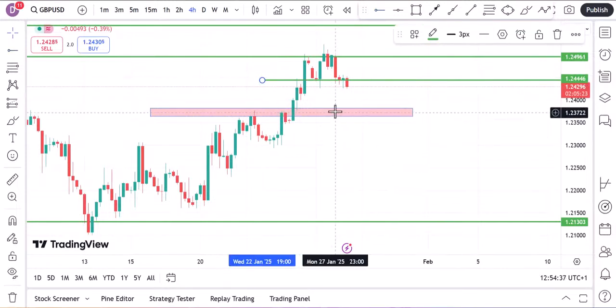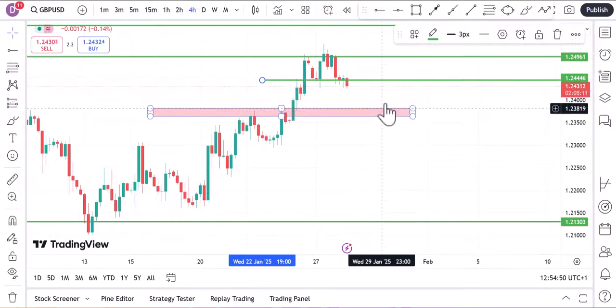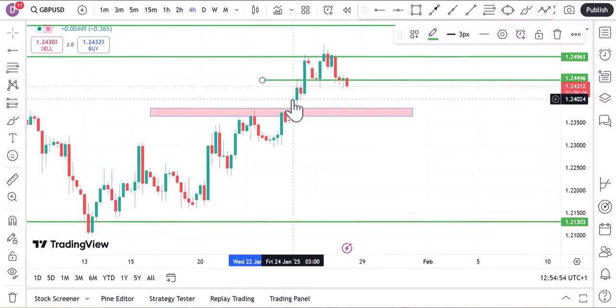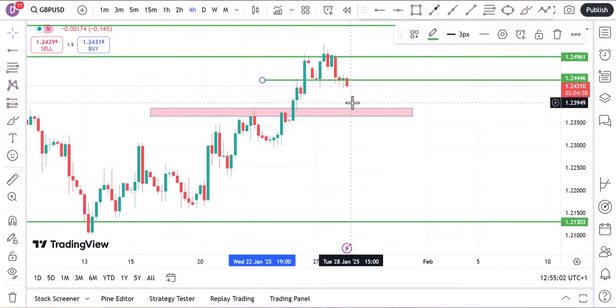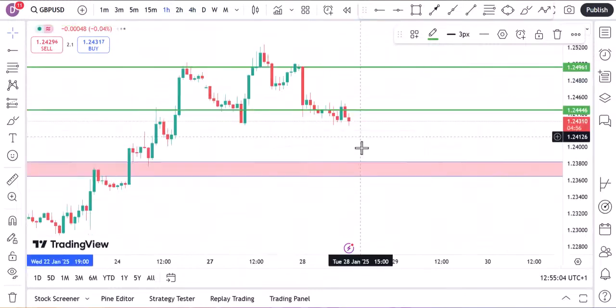You can see the probability is high because if this 4-hour candlestick can close below this support level at 1.24446, it means I will be waiting for the market to come to this area. Because this structure was broken, the market has not come back for a retest. So it's a good opportunity for buyers to come into the market, and that is why I'll be waiting patiently. Let's go to the 1 hour time frame.